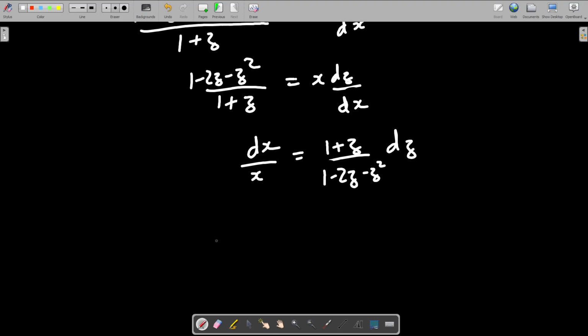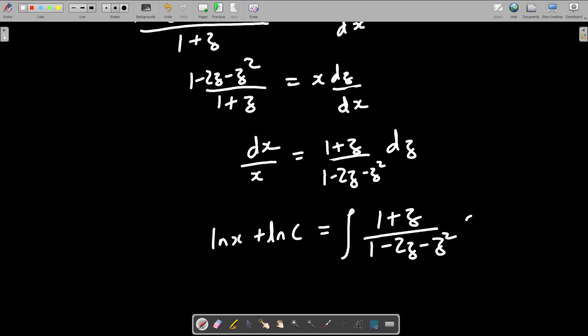Okay, so RHS, this side, it's very clear what is going to become. This will become ln of x. It's going to become ln of x plus ln of c. I'll write down directly. Here there will be a problem for us to integrate this out: 1 minus 2z minus z square dz.